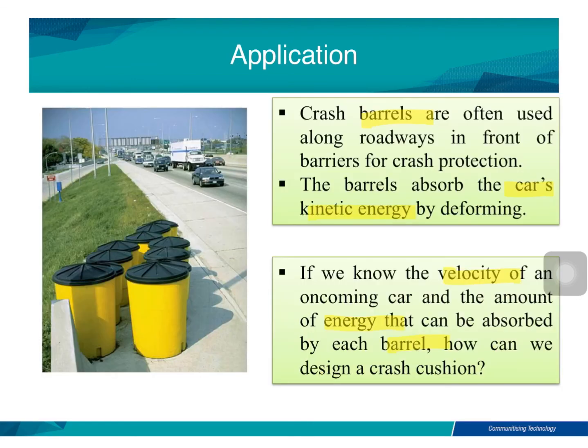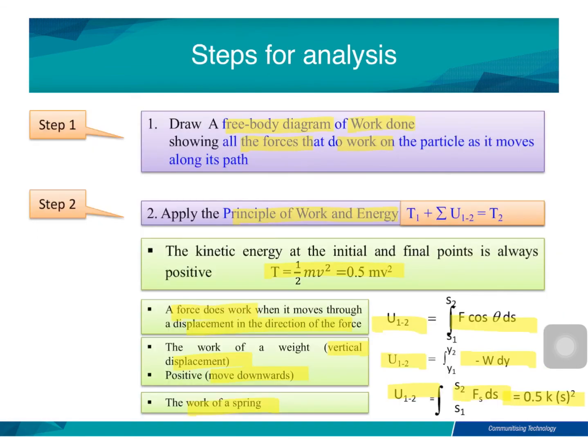And then the next application, you may refer to this figure, where we have crash barrels that are often used along roadways in front of a barrier for crash protection. The barrel absorbs the car's kinetic energy by deforming. If we know the velocity of the oncoming car, we can find the amount of energy that can be absorbed by each barrel. So how can we design a crash cushion? By using the principle of work and energy. Okay, so this is the step for analysis. We have 2 steps.